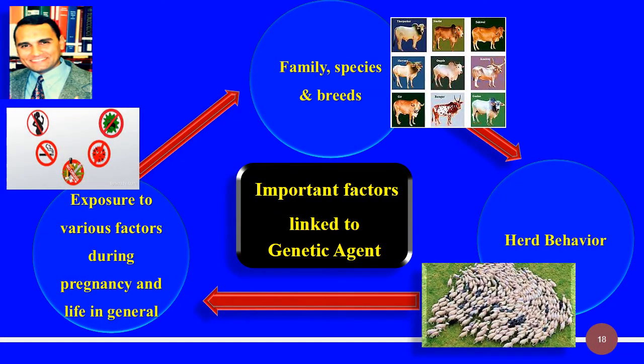Important factors linked to genetic agents are family, species, and breeds, as some of them are linked to some genetic diseases and others are not. The herd behavior in an animal population may link it to a genetic agent, and then exposure to various factors during pregnancy and life in general, such as smoking, Zika virus, or coronavirus.